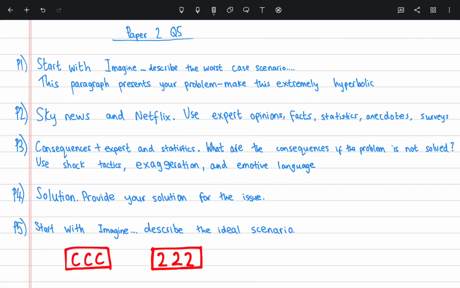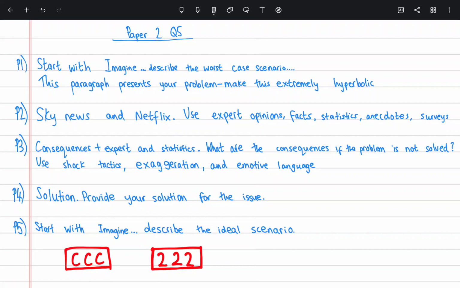So imagine what would happen if... Right? So obviously, depending on the question, you'll fill in the missing gap. Or imagine a world where... Okay? So these are some simple but effective ways to start your answer for section B.